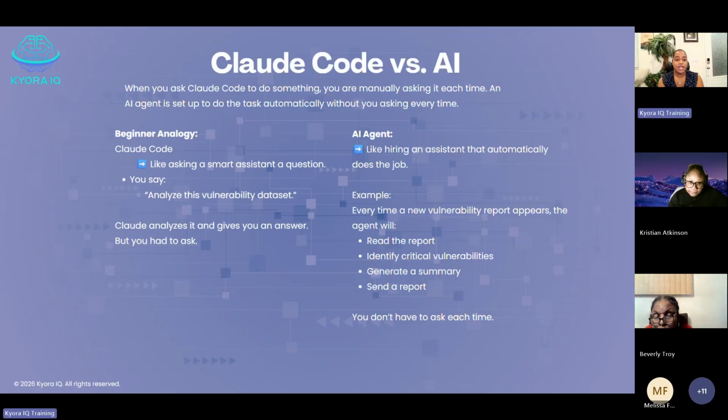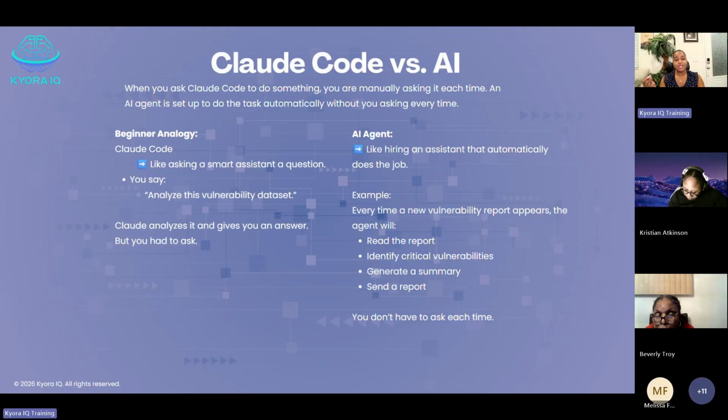So Claude Code versus AI agents. If you're like me, you're probably wondering, okay, what is the difference between an AI agent and Claude Code, right? Like if I could type something into Claude Code and it gives me an answer, why would I need an AI agent to do it? So Claude Code works manually. So it's like asking an assistant to perform an action, like analyze this vulnerability data set, and Claude Code will analyze it and give you an answer, but it's triggered, right?